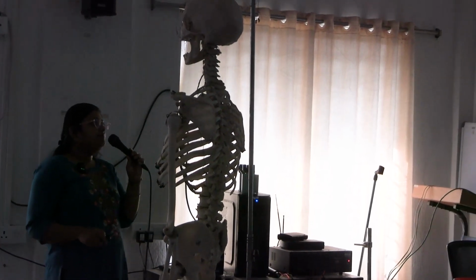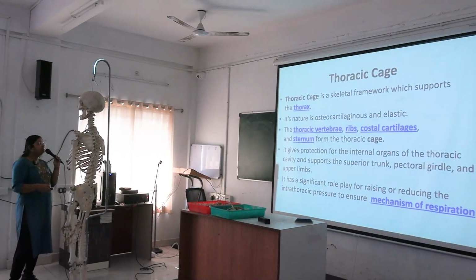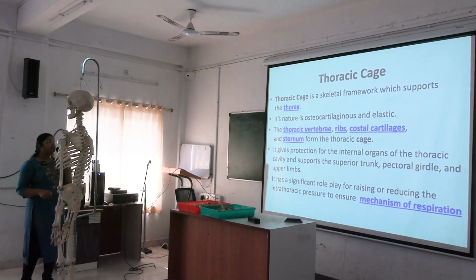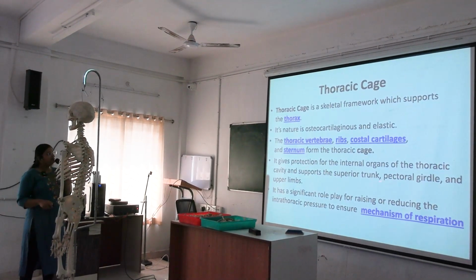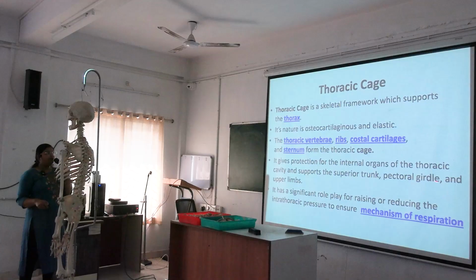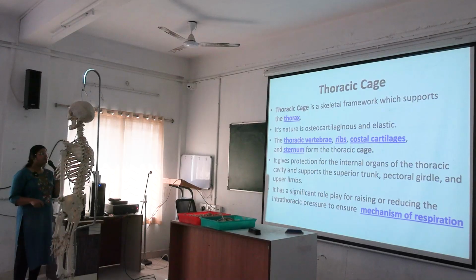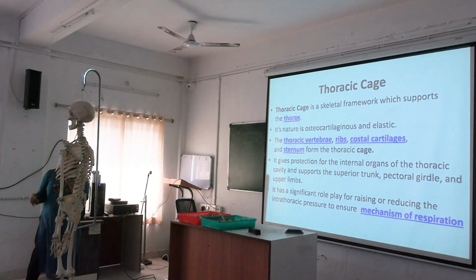Okay, so the thoracic vertebra, ribs, costal cartilages and in front the sternum form the thoracic cage, and it gives protection for the internal organs of the thoracic cavity and supports the superior trunk, pectoral girdle and the upper limbs. It has a significant role in raising or reducing the intrathoracic pressure to ensure the mechanism of respiration. Okay, so the main function of this thoracic cage is helping in respiration.